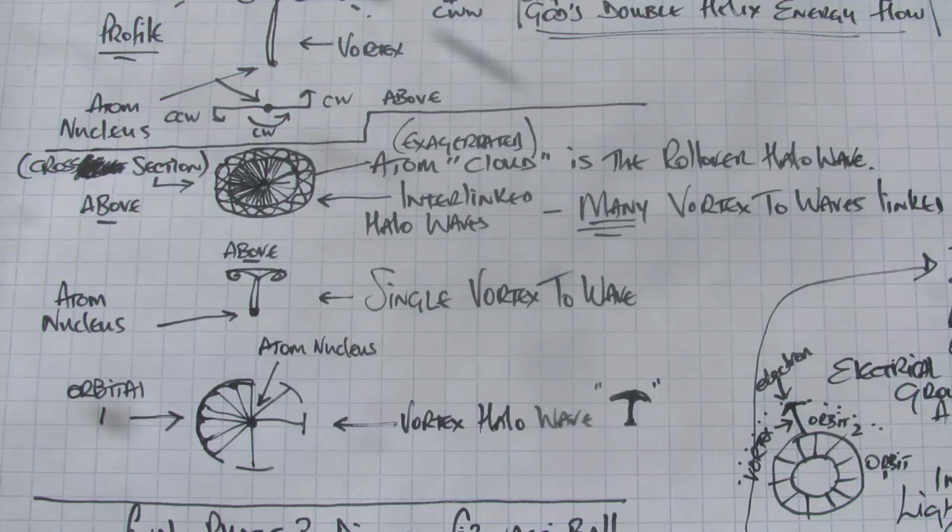The atom cloud is the rollover halo wave that I've shown above in profile, because there's no electron yet. The electron is the last thing to show itself. So all we have is an atom ring, atom cloud.